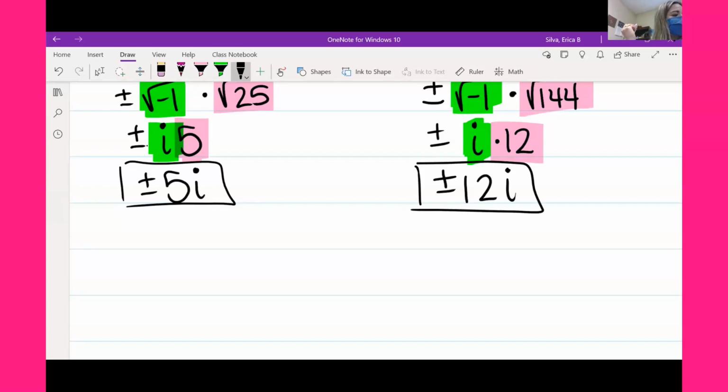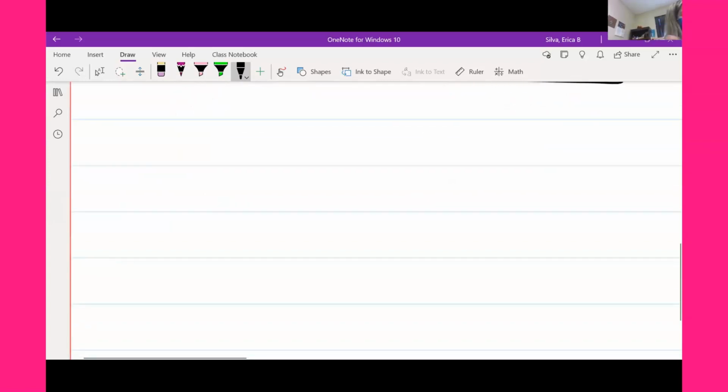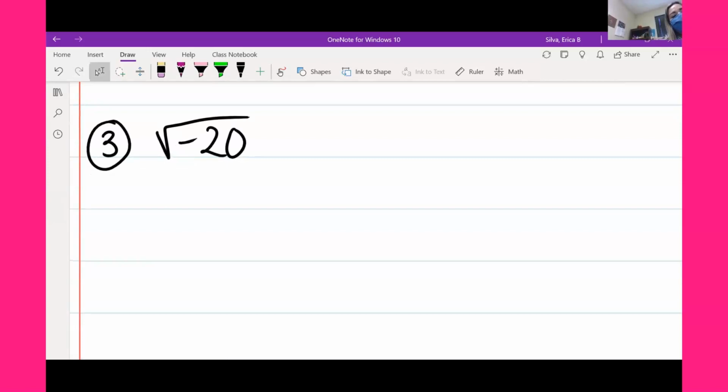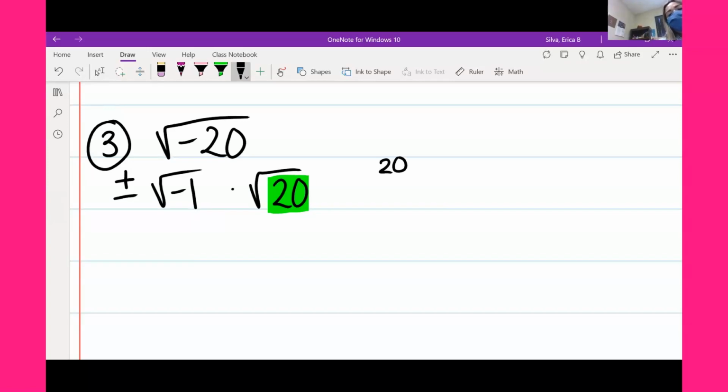Questions? All right, let's go ahead and do one more where we have to simplify. Simplify the square root of -20. Okay, so let's factor out that -1 times square root of 20. But remember, we want to simplify this radical. So we're going to divide it by all of my perfect squares.